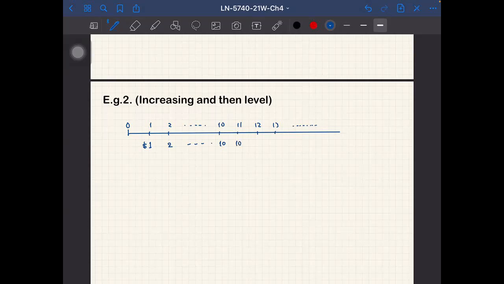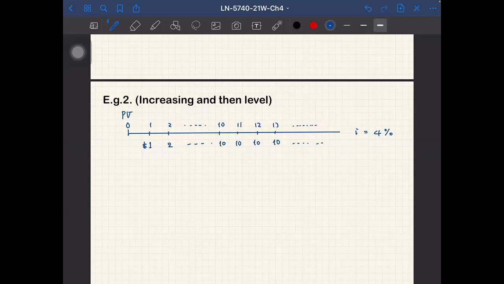Then $10 a year forever. And suppose that the annual interest rate is 4% effective. So what is the present value of this annuity? It's a mixture of constant perpetuities and increasing annuities.